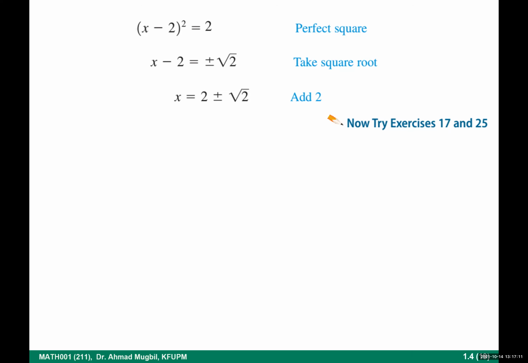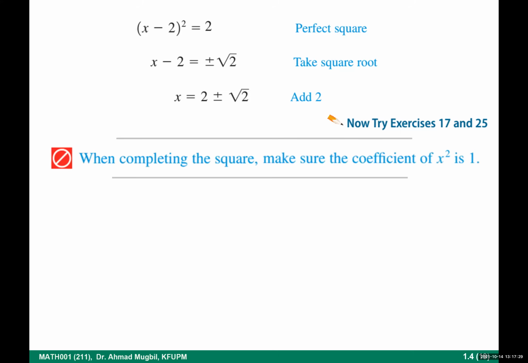But completing the square, in fact, is the method of obtaining what is called the quadratic formula. So the main method is what? Factor if you can, or use the quadratic formula. The quadratic formula comes from where? Before that, let me remind you: when completing the square, make sure that the coefficient of x squared is positive 1.